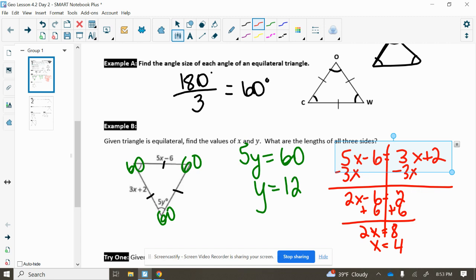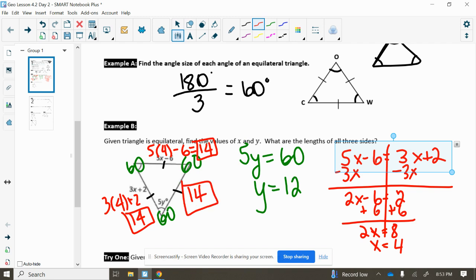Now when we plug 4 back in, we have 3 times 4 plus 2, that's 14. And then 5 times 4 minus 6, again, will also be 14. I like to plug it back in just to double check that I solved correctly. They should come out to be the same. The third side will also have to equal 14 because in an equilateral triangle, all three sides are congruent.